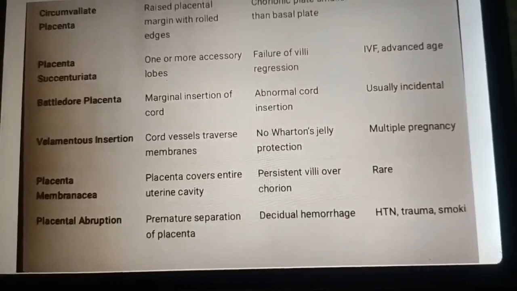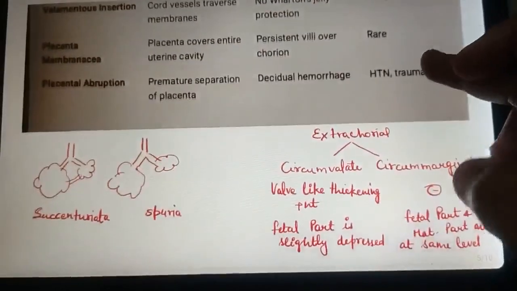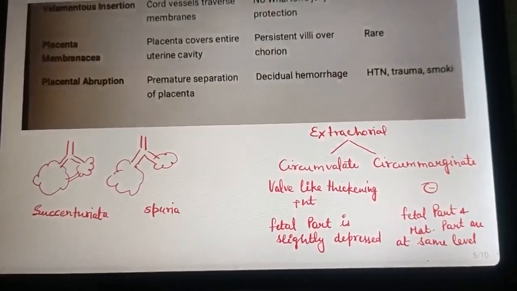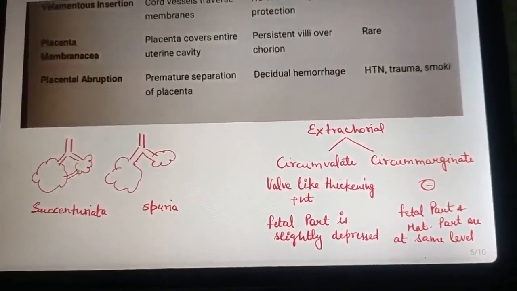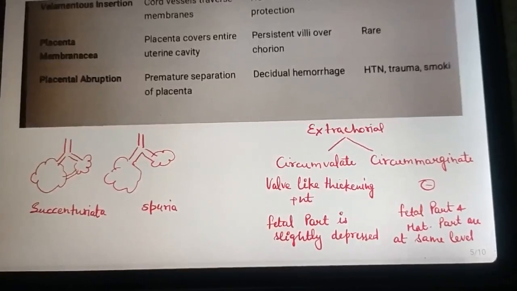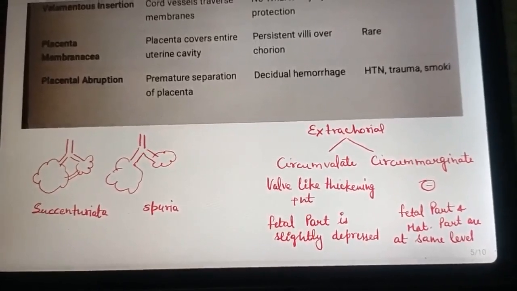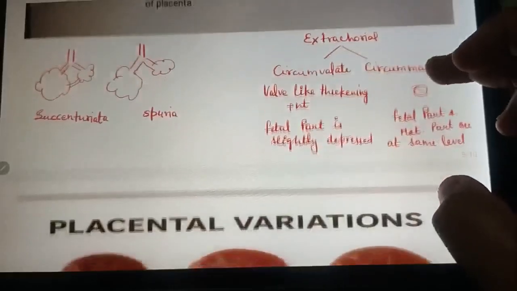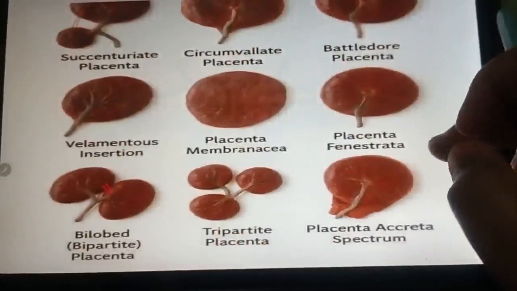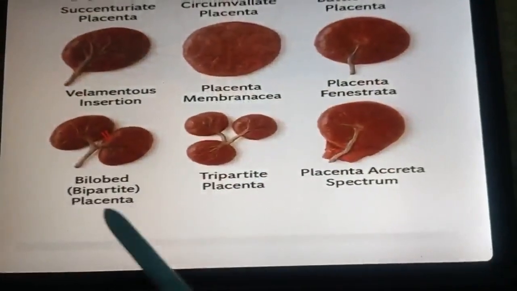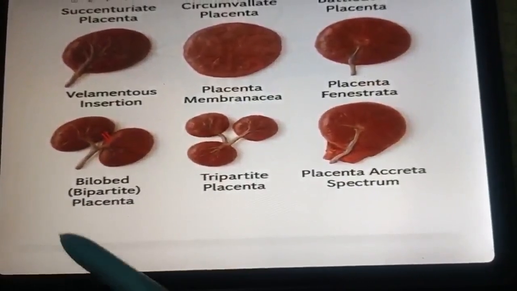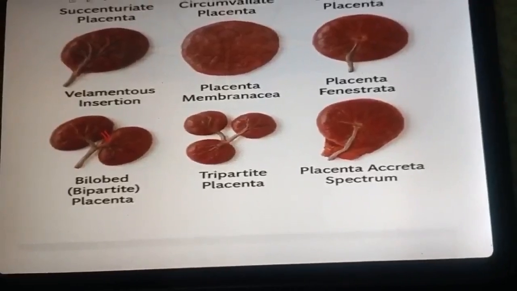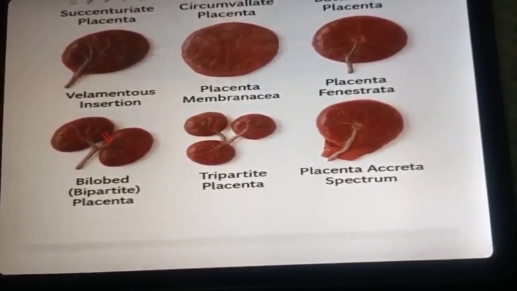Placenta succenturiata and placenta spuria: the connecting vessel is absent in spuria and present in succenturiata, and in both the small part is separated from the main part. But in placenta bilobata, as seen in this, both parts are equal and connected with vessels, and like this there is tripartite placenta also.